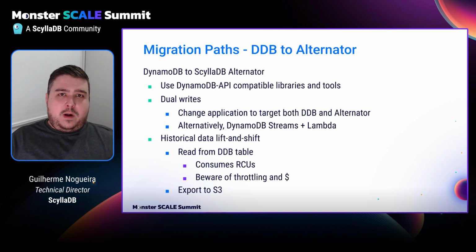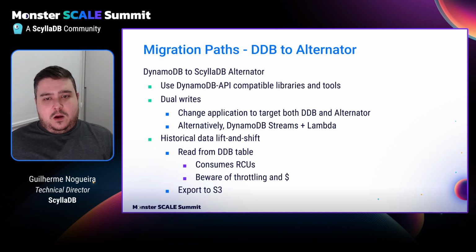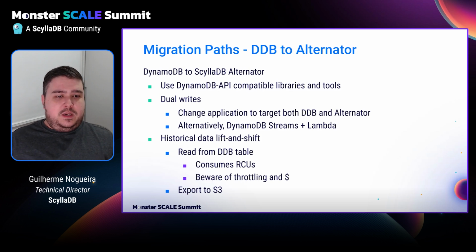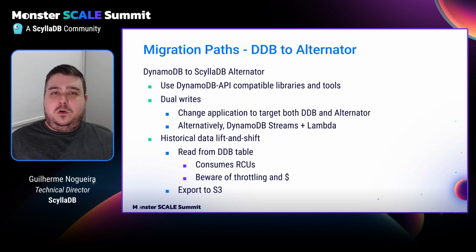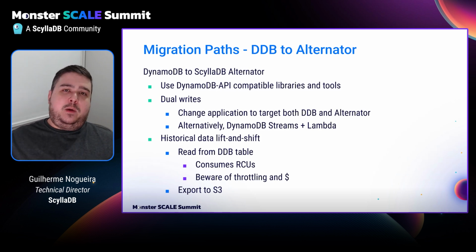After you cover the dual write portion, it's time to consider how you would migrate the historical data, or as we call it, lift and shift. You could read from the DynamoDB table efficiently using preferably Spark or any kind of technology that allows you to efficiently scan the whole table. But keep in mind that this consumes RCUs, so your units are being impacted, and that could be costly and trip throttling. So this is really not recommended. But you could export the data to S3, and then read the export and write it to Alternator.